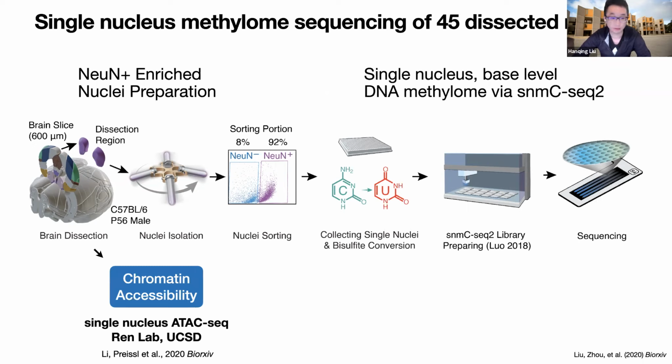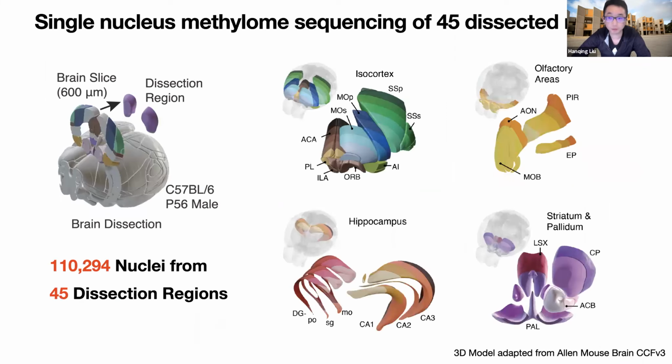And also the same tissue is going to our collaborator, the Ren Lab at UCSD, to apply single nuclear ATAC-seq, to get the chromatin accessibility information. So I think you will also hear their very nice browser and studies from this part. But here I'm only focusing on the methylation data.